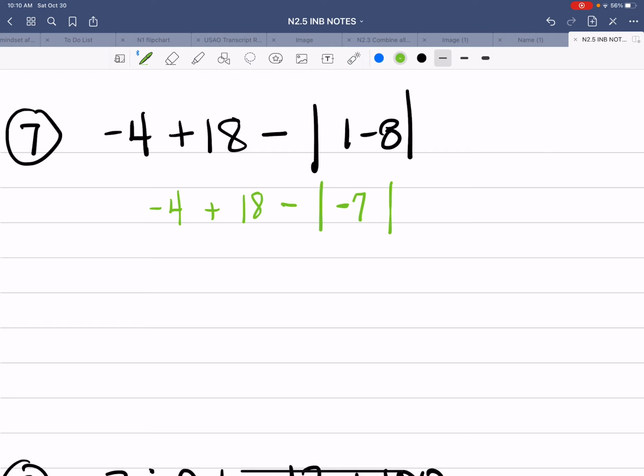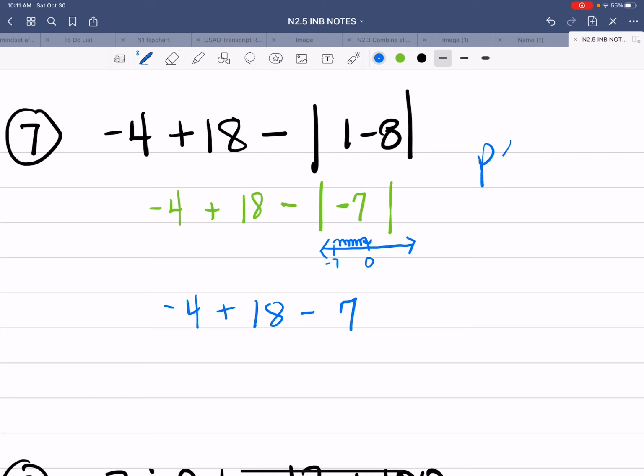Now, that negative 7 is saying how far from 0 is 7. I know this is tedious for some of you, but I just need to show you. It's saying, here's 0. How far is negative 7 from 0? It is 7 steps. So this is a positive 7 when it comes out of those bars. Writing the rest of my problem.